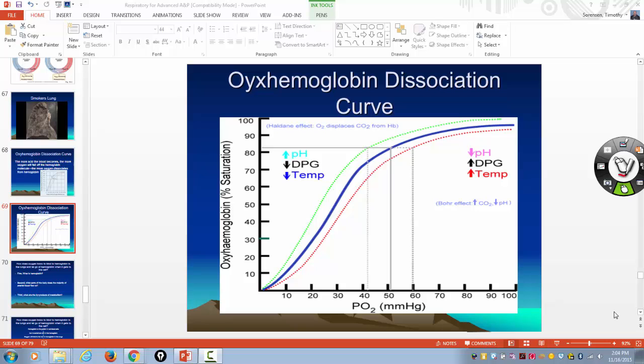And today, what I'm going to try to do is explain to you the oxyhemoglobin dissociation curve. I know the name's kind of daunting, right? But don't worry about it. I'll try to explain it to you.